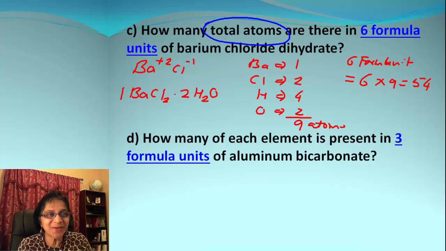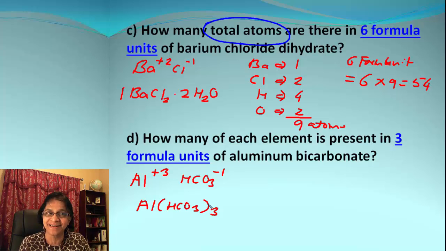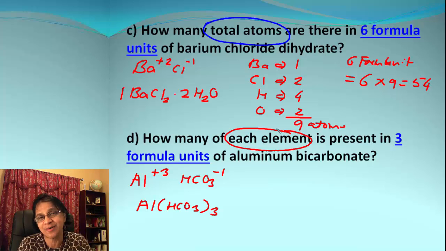So are you getting a good hang of it? Let's do one more problem. How many of each element is present in 3 formula units of aluminum bicarbonate? Aluminum is Al, the charge is positive 3. Bicarbonate is HCO3, charge negative 1. That makes the compound formula Al(HCO3) times 3 here. So we have to find out each element and the number of atoms for that.